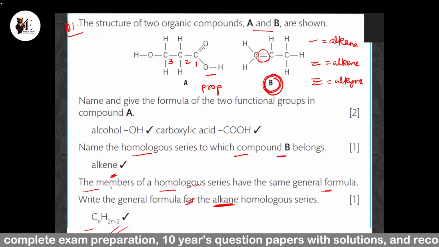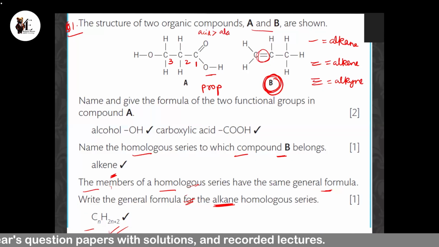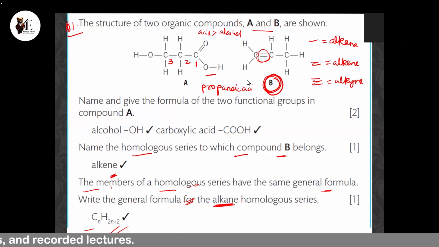Now we have an acid group and an alcohol group. The acid group is always given priority while naming as compared to the alcohol group. So it should be propanoic acid. These are some IUPAC rules. So it is propanoic acid. Then what should come in the prefix?